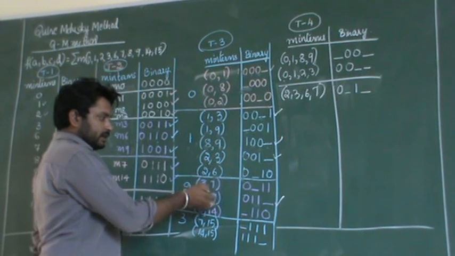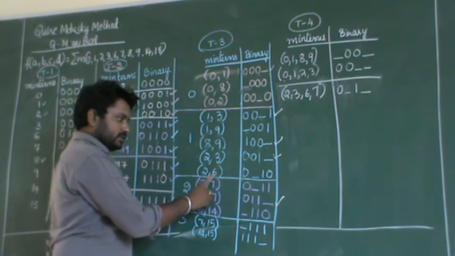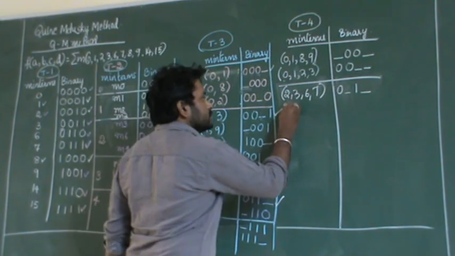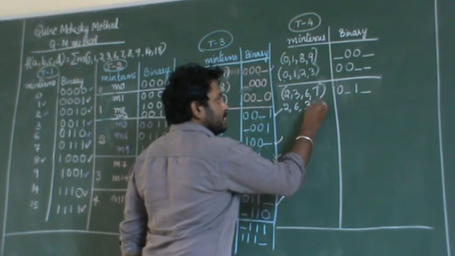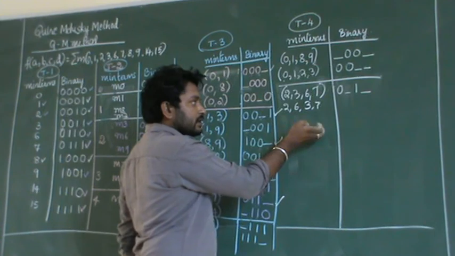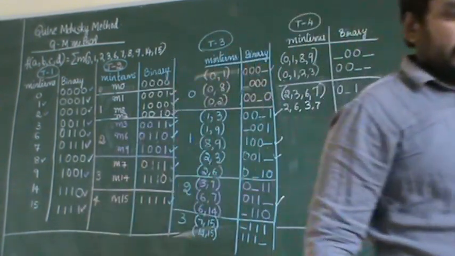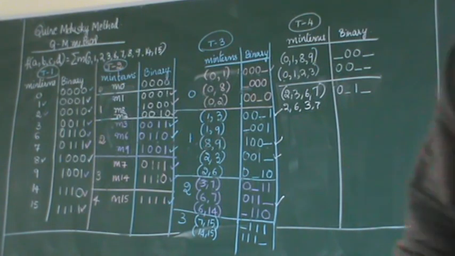2, 6 I have to compare with all these things. It is possible, but I shouldn't write it, because the same numbers are present here. So therefore I shouldn't write it. Please take note.